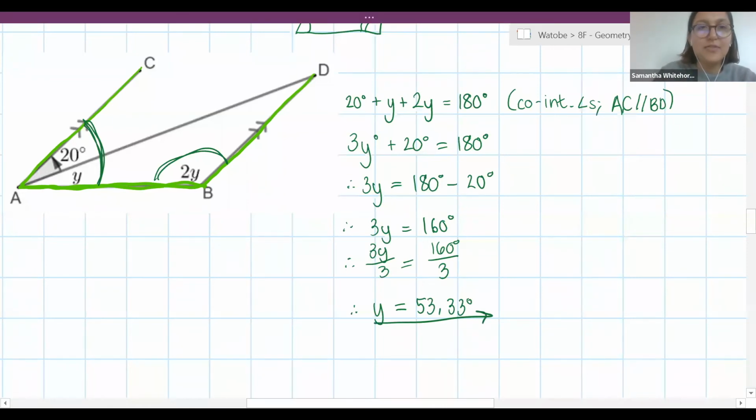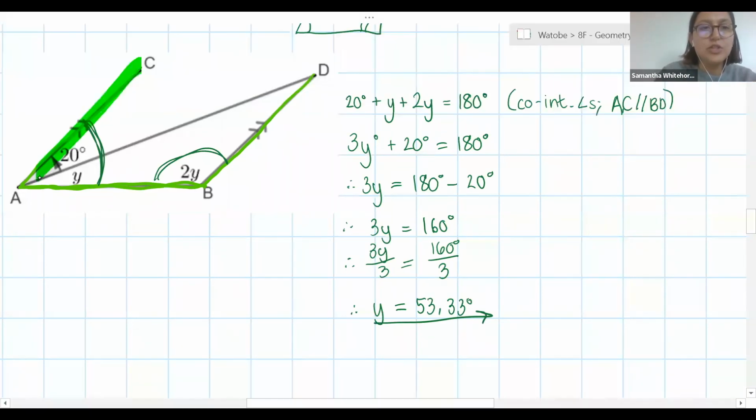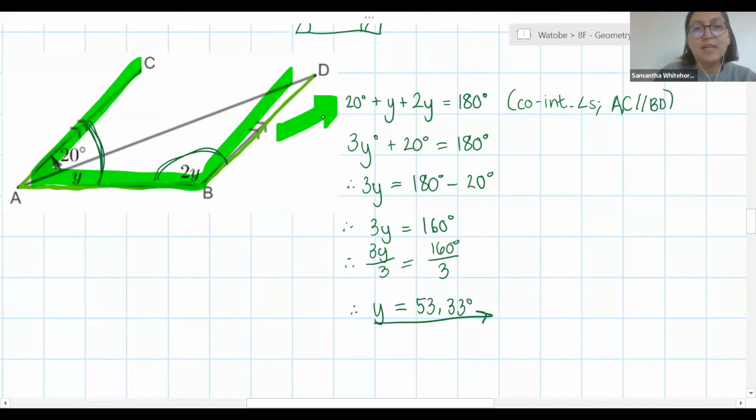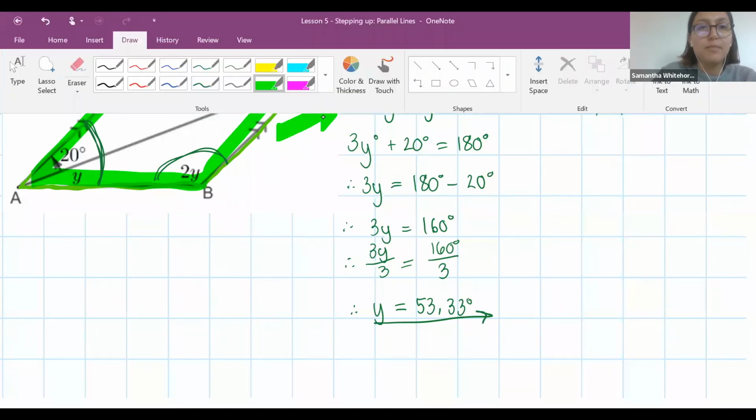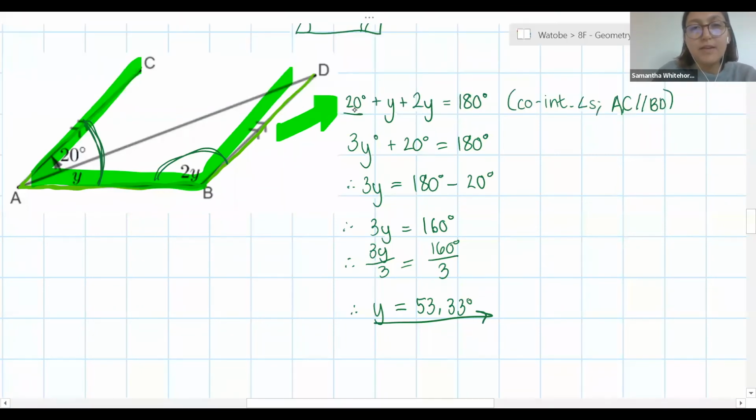Like I've already said, if we're going to use the U shape, we need to remember that it is because of co-interior angles. That means when I add them together, I must get 180 degrees. So that then meant that I could set up my equation of 20 plus y plus 2y. And guys, remember, I've got like terms here. The y and the 2y are like terms. When I add them together, I get 3y.